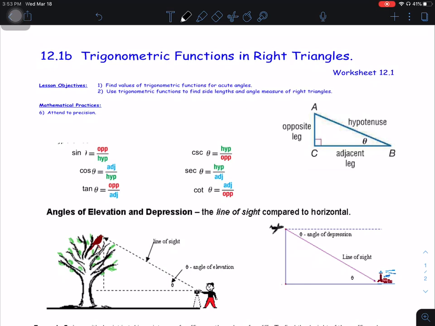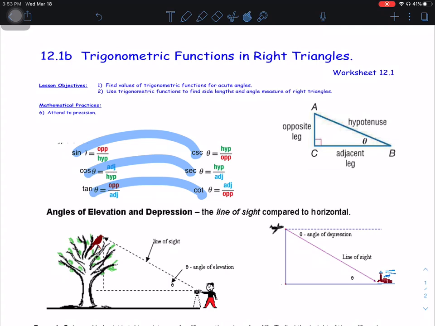I wanted to send a video and just keep it short here on the second half of the notes that we started last week on right triangle trig. Last week, we did a little bit of a review on sine, cosine, and tangent. And then we were introduced to three new trig functions that were basically the reciprocals of sine, cosine, and tangent, and those are called cosecant, secant, and cotangent.